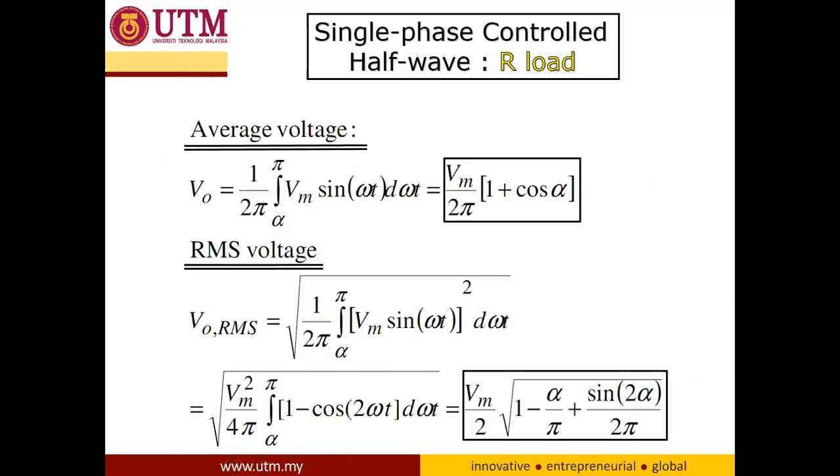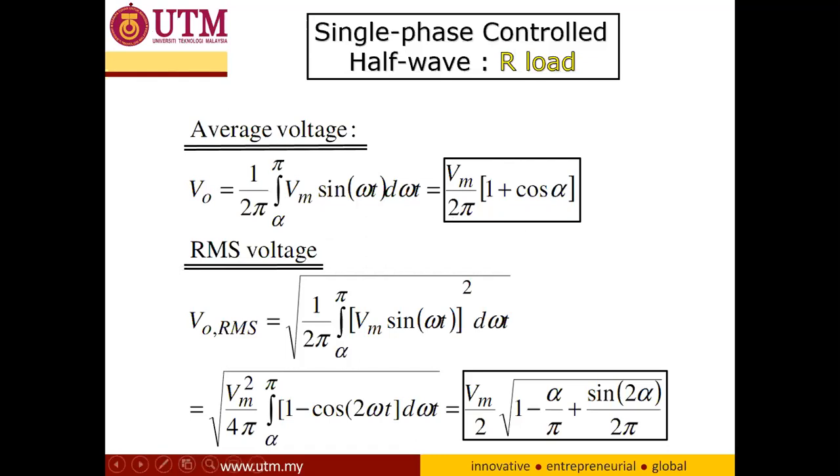These are the equations to calculate the V out average and V out RMS. The derivation is similar to what we have done previously for the R load with diode. After the derivation, we come out with the V out average in this form: Vm over 2 pi multiplied by 1 plus cos alpha. Alpha is the firing angle, or sometimes we call it the delay angle.